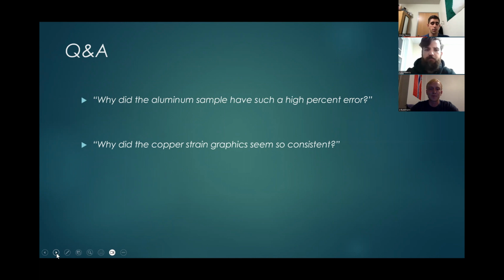And another likely question that would be perfectly normal to ask would be, why did the copper strain graphic seem so consistent, barely changing, and when it did change, it was in a nearly random form? That's likely due to the material qualities or due to the reflectivity of the material. Thank you. This is our presentation.